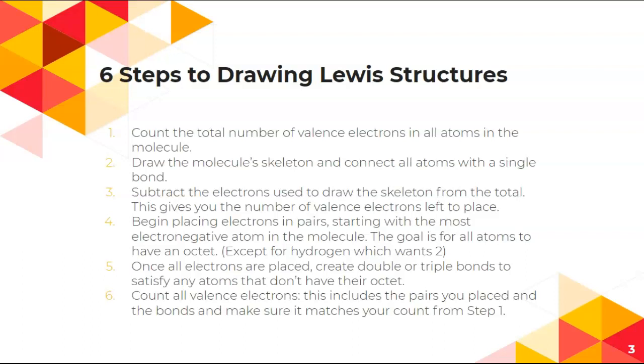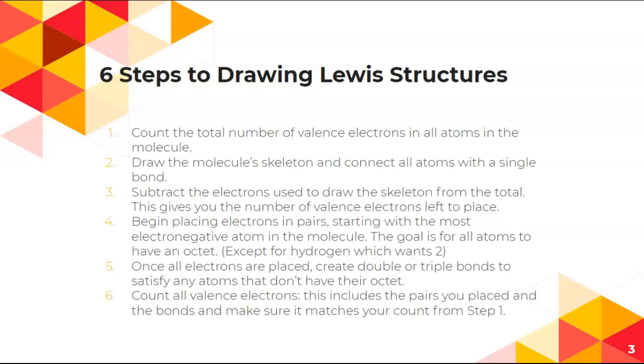So step number 1 is you're going to count the total number of valence electrons in all atoms in that molecule. Step number 2, you're going to draw the molecule's skeleton and connect all atoms with single bonds. Step number 3, you are going to subtract the electrons you used to draw the skeleton from your total, and this is going to give you the number of valence electrons left to place.